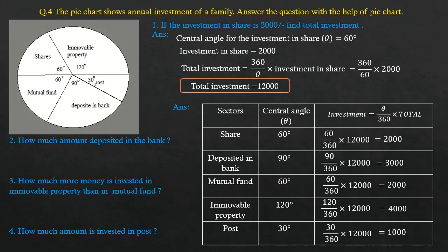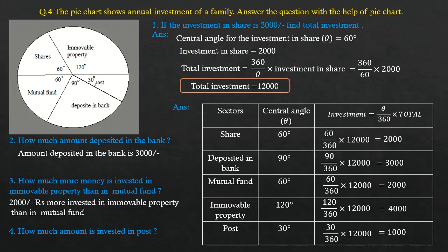So question number 2 पूछ रहा था कि how much amount is deposited in bank. तो आप bank वाले sector में जाएंगे और check करेंगे तो we can write our final answer: amount deposited in bank is 3000 rupees. Next, how much more money is invested in immovable property than in mutual fund. तो immovable property वाले row में आप जाएंगे तो immovable property में हमने 4000 खर्चा किया और mutual fund में 2000. Comparison है तो we subtract them. 4000 minus 2000 gives you 2000. तो 2000 rupees more invested in immovable property than in mutual fund.